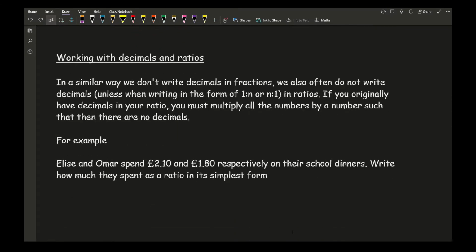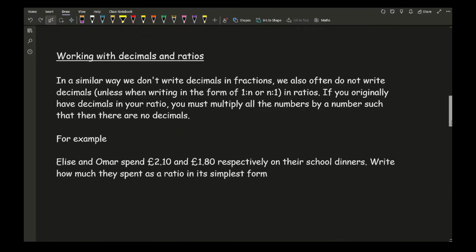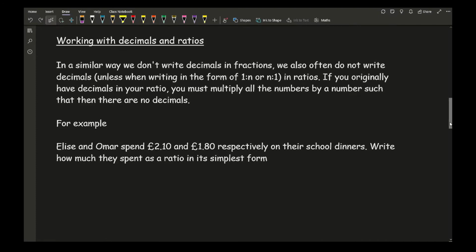So now let's move on to working with decimals in ratios. In a similar way, as we already mentioned previously, we don't write decimals in fractions. We also often do not write decimals in ratios unless writing in the form of 1 to n or n to 1, which will be discussed in a bit. So if you originally have decimals in your ratio, you must multiply all the numbers by a number such that there are no decimals. So this is kind of going the opposite of simplifying ratios. To simplify ratios, we divided all the numbers by a certain number. This time we need to multiply the numbers to give us a whole number.